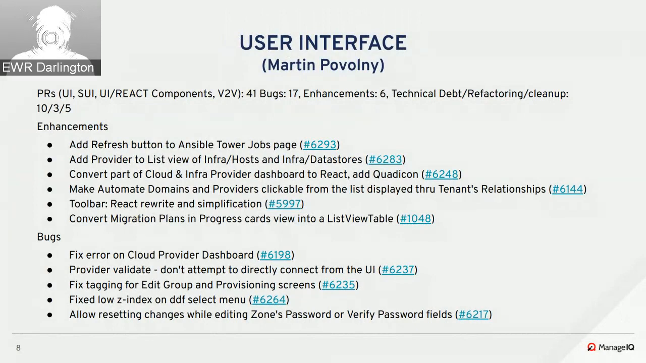a core icon to that part, because those components were not available in Patternfly, so we had to re-implement part of it. So we also made automate domains and providers clickable from the list displayed through tenancy relationships. And we merged the second part of the toolbar rewrite to React. The previous sprint, we merged the part into React UI components, and in this sprint, we finally are actually using this in the UI. Convert migration plans in progress cards view was converted to a list view table.